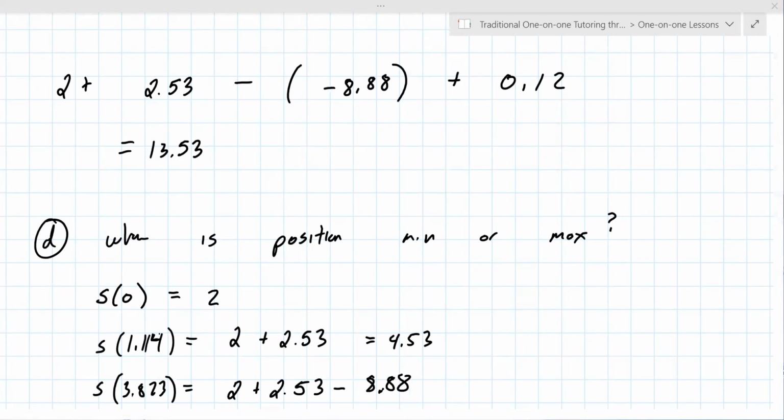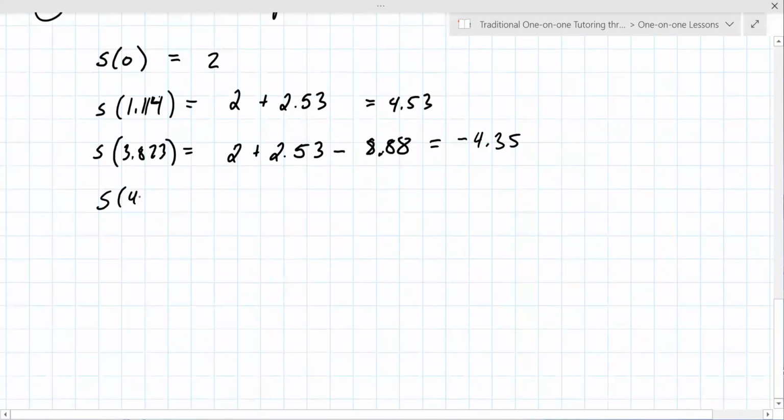Okay. And we get a number there. We should get that number here. So, and I'm only guessing. I wish I knew for sure that this was the type of problem you'd see, but this is kind of the next logical thing. So that's minus 4.35. And then the last one is at 4.